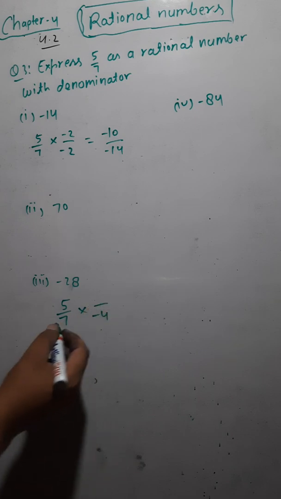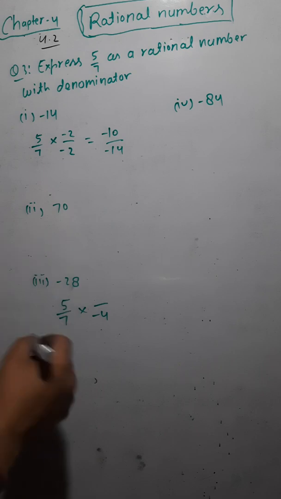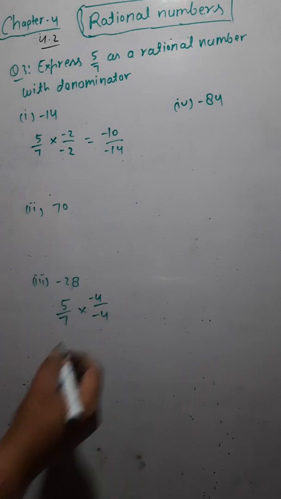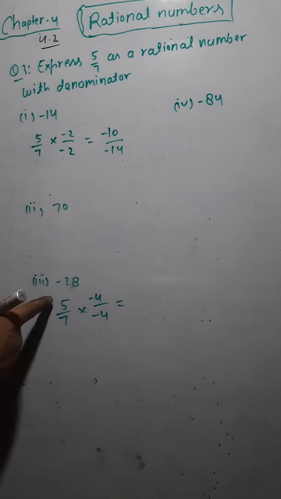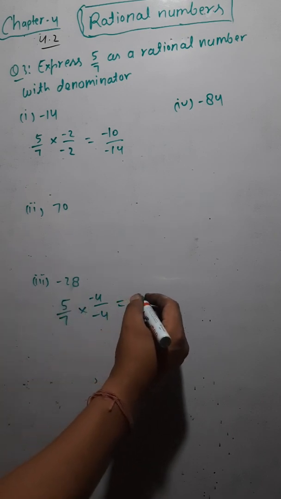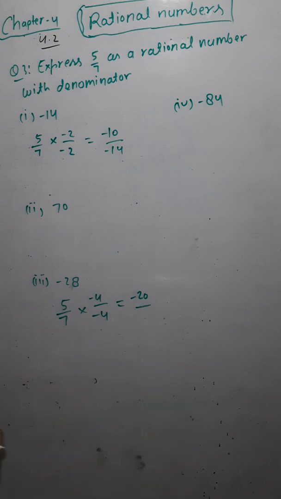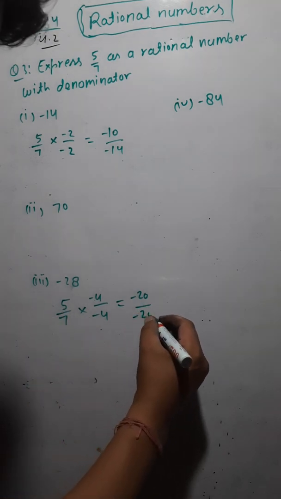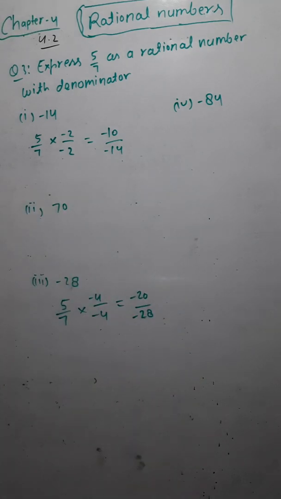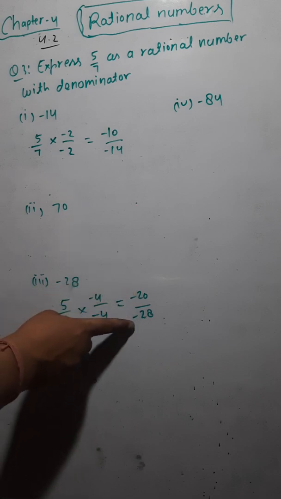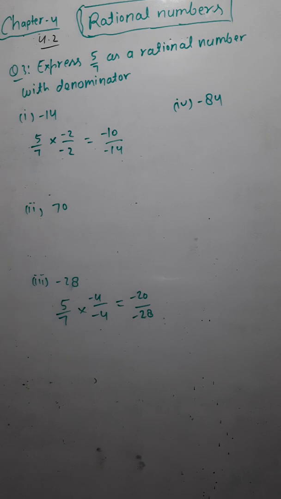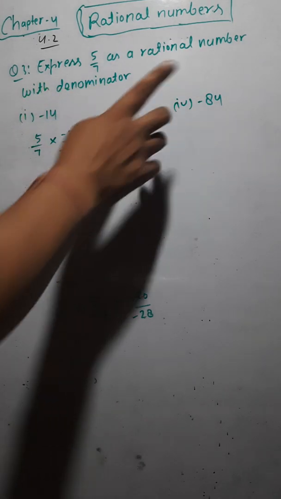So if you are multiplying the denominator by minus 4, at the same time you would be multiplying this numerator also by minus 4. So the answer that you would be getting is 5 4s are 20, means minus 20, divided by 7 4s are 28, means minus 28. Now if you see, 5 by 7 has been expressed as minus 20 by minus 28. Now the denominator is minus 28.